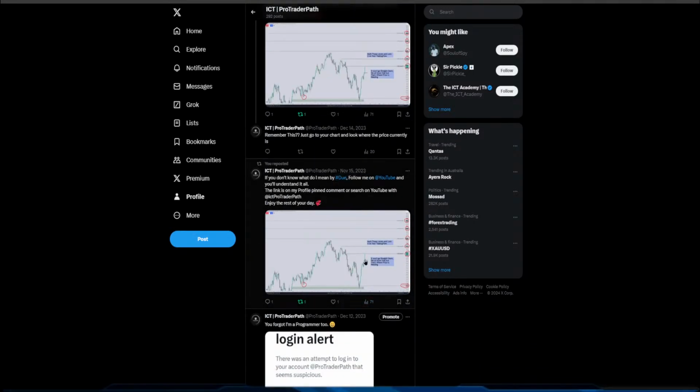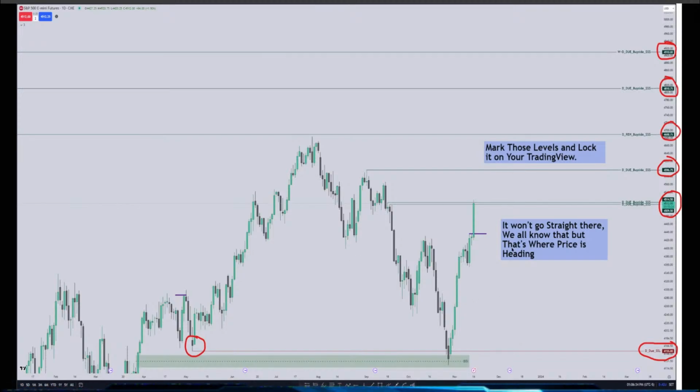So this is 15th November, although I was planning to post it earlier, but somehow I forgot. That's why it's on 15th November. This was ES. Okay, so this is where I said this liquidity taken, I'm expecting higher run, on my friend's live stream as well. If you are watching me from back then, you will understand. This is where I'm expecting that. Now all this what I said, mark those levels and lock it on your TradingView. It won't go straight there, we all know that, but that's where price is heading.